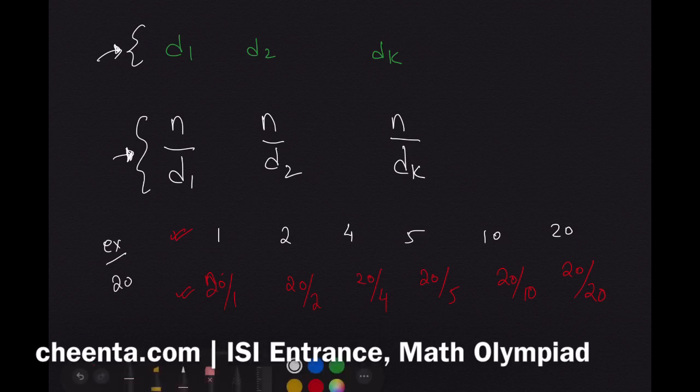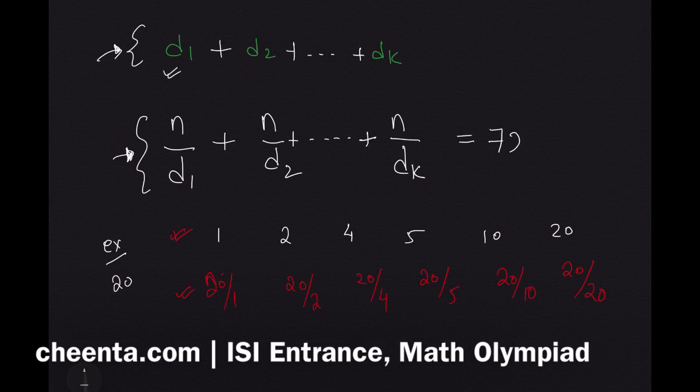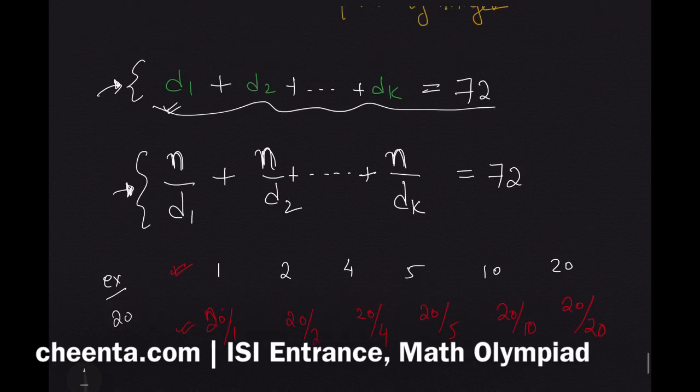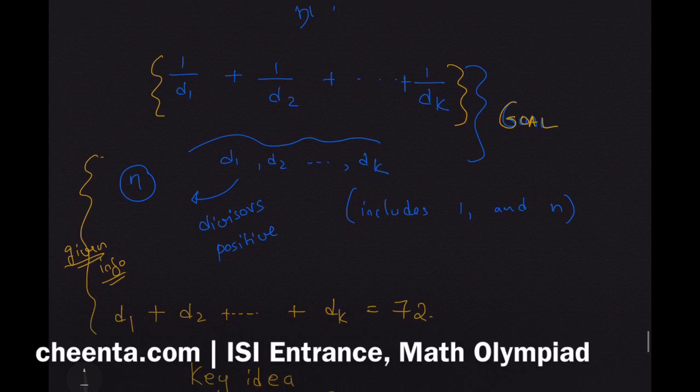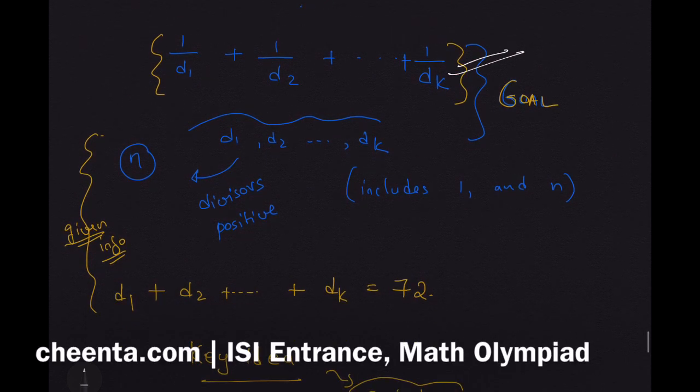So what we can do now is add these up. Since the second row is the same numbers in the reverse order, the sum is also 72, because it's given that the sum of the divisors is 72. And now you can easily see that you can take n common and get the final answer as 72 over n. So this quantity right here is 72 over n.